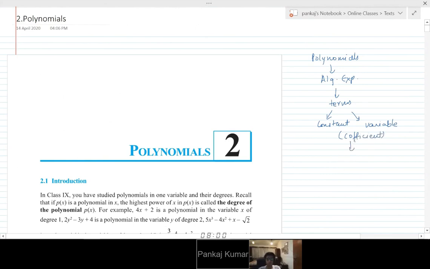Coefficient. You can check the spelling. I don't exactly remember. I think it's coefficient, C-O-E, E is there. Okay, thank you. Coefficient. And now we have just done degree. So we had 1, 2, or 3. Then value of a polynomial, then zero polynomial. Is it all right? Okay, we'll continue.